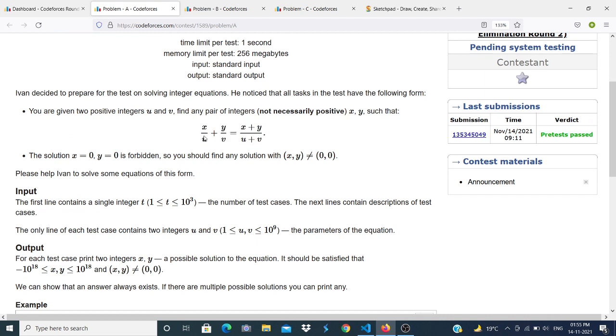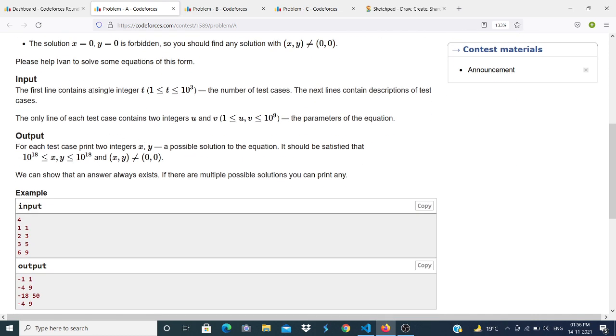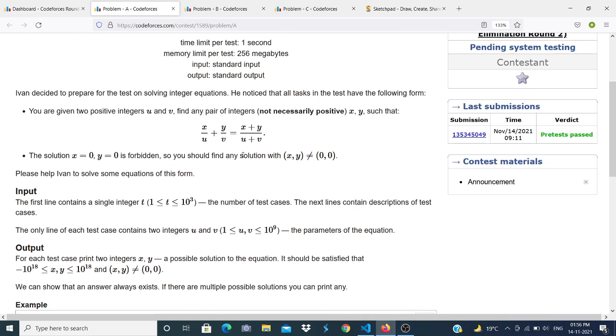And what is this condition? This is basically x over u plus y over v is equal to x plus y divided by u plus v. And the solution x is equal to 0, y is equal to 0 is forbidden, because this will be a trivial solution. If you put 0 for x and 0 for y, then the left hand side will be 0 as well as the right hand side will also be 0 for any values of u and v, right? So the first line contains test cases and we have to print, right?